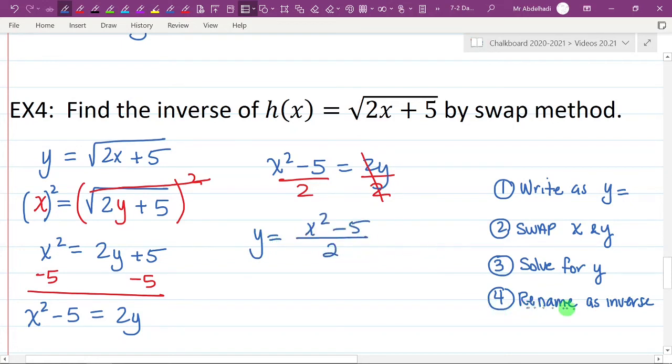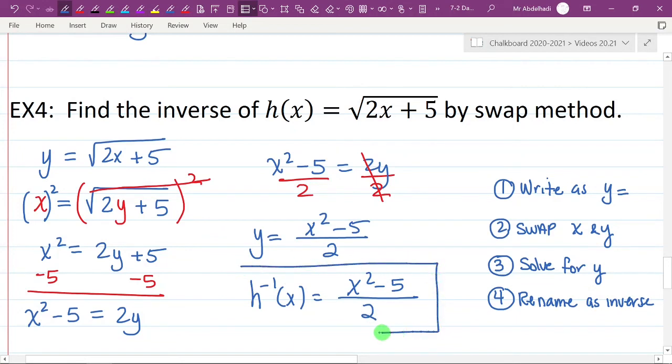And now we come down to the last step, rename as the correct inverse. Well, I know I'm temporarily using y here, but the inverse of h of x is called h inverse of x, and that's going to be the name of my answer. And you must have the name here. There you go. That's the swap method for this problem.